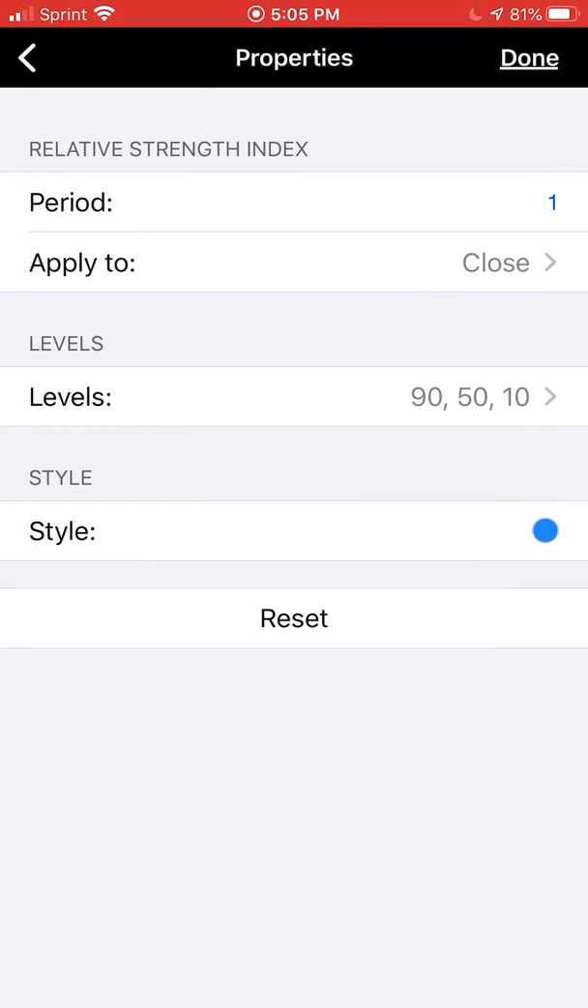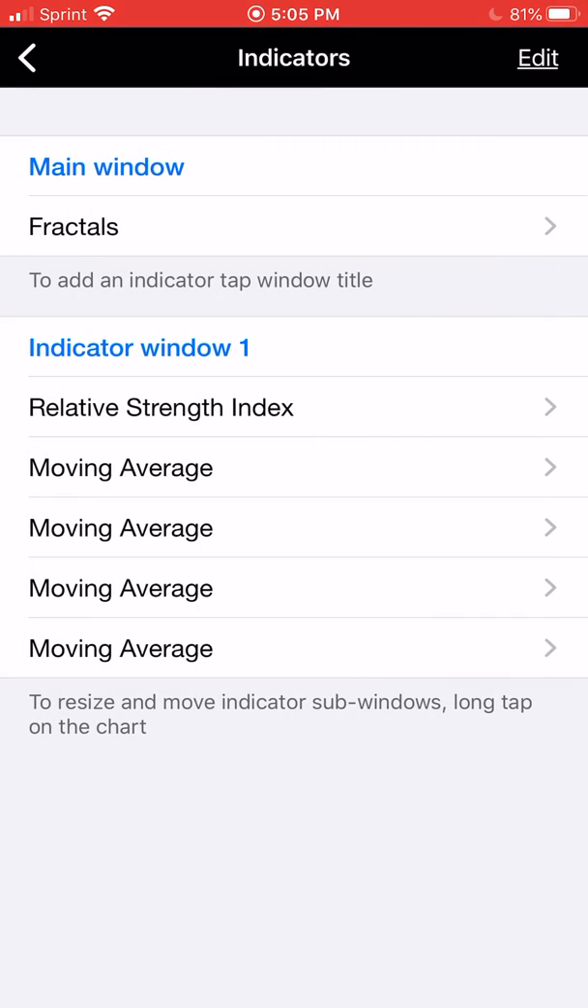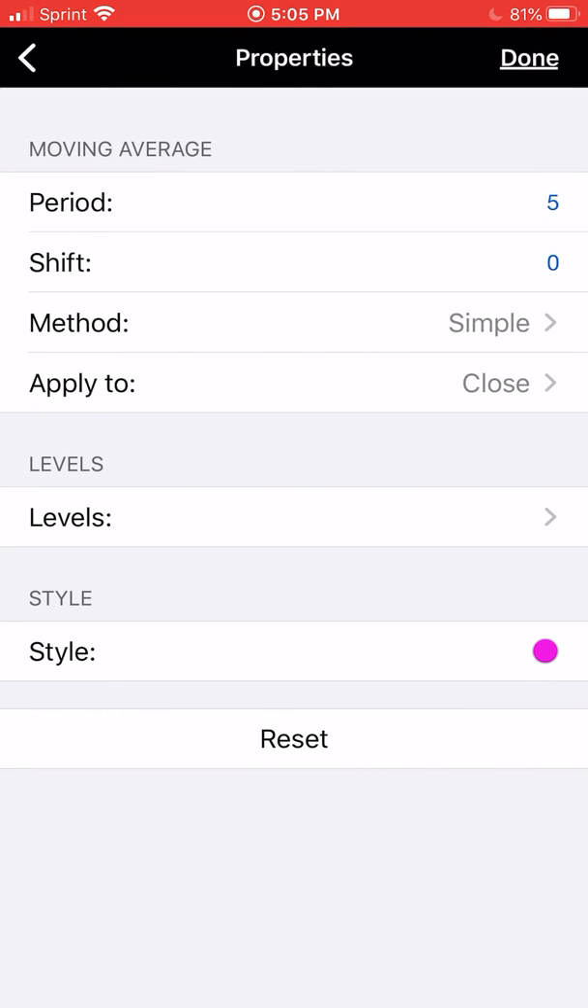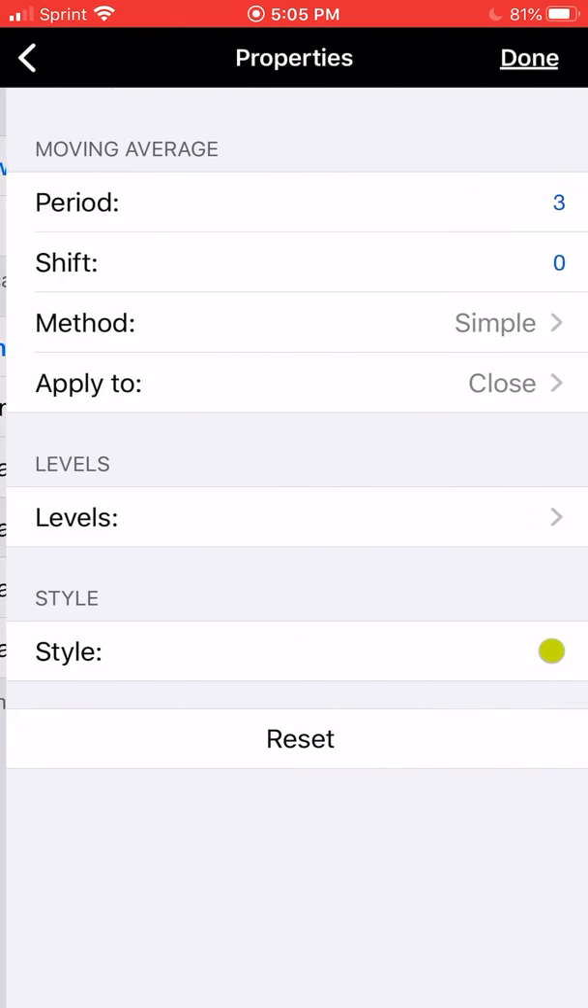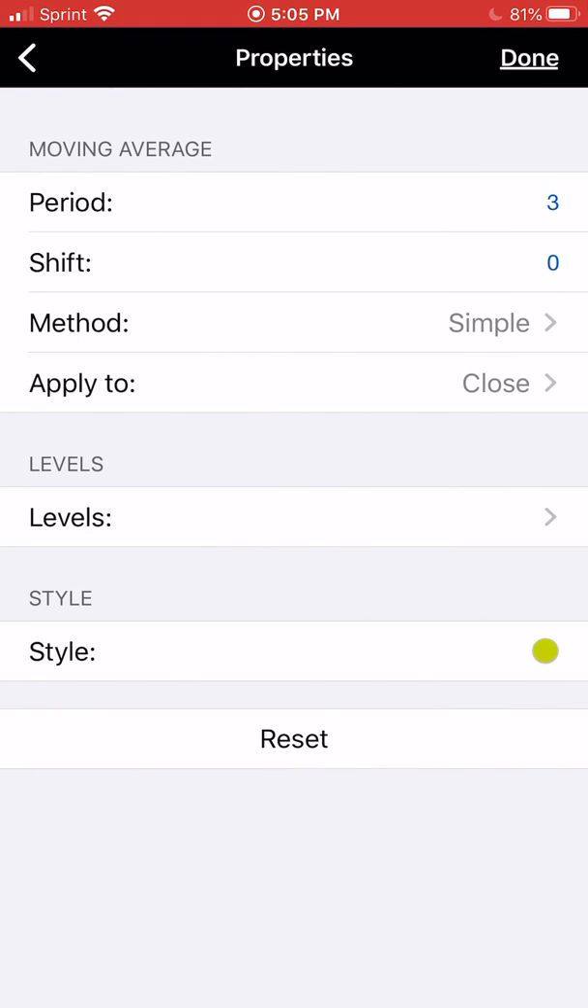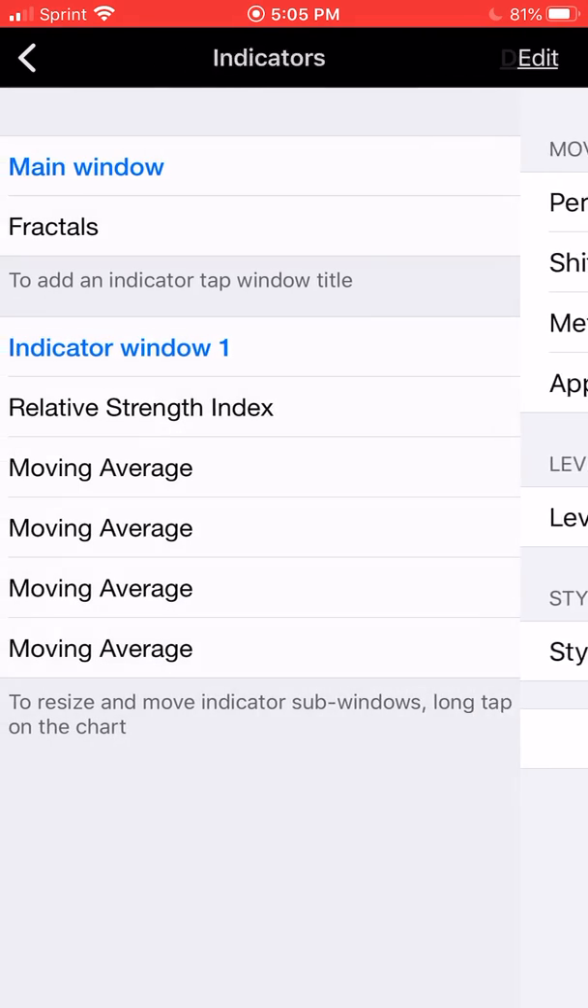So that is it for the relative strength index. The period is 1, apply to close, and these are the levels 90, 50, 10. So you'll be able to put those in. When you put those in, then you have to add these indicators. Moving average, the first moving average: period is 5, it's a simple moving average, apply to close. Then the second moving average is period 3, method simple, apply to close. That is our second moving average.